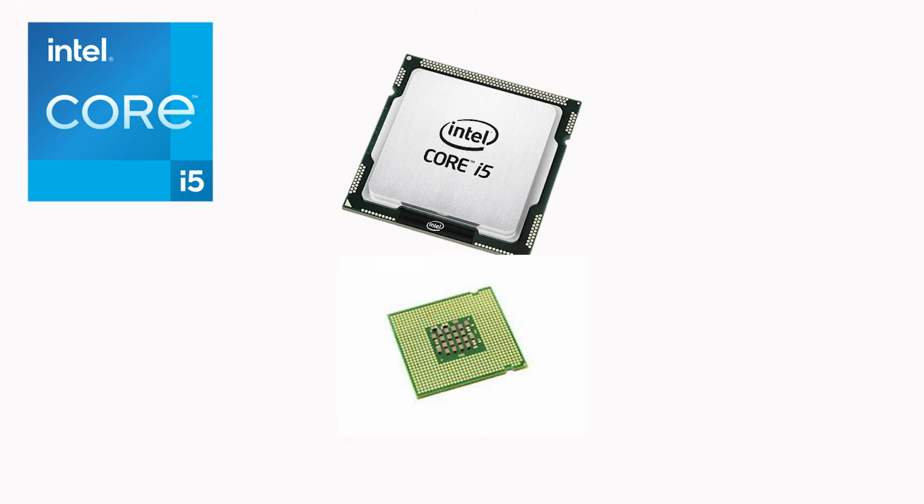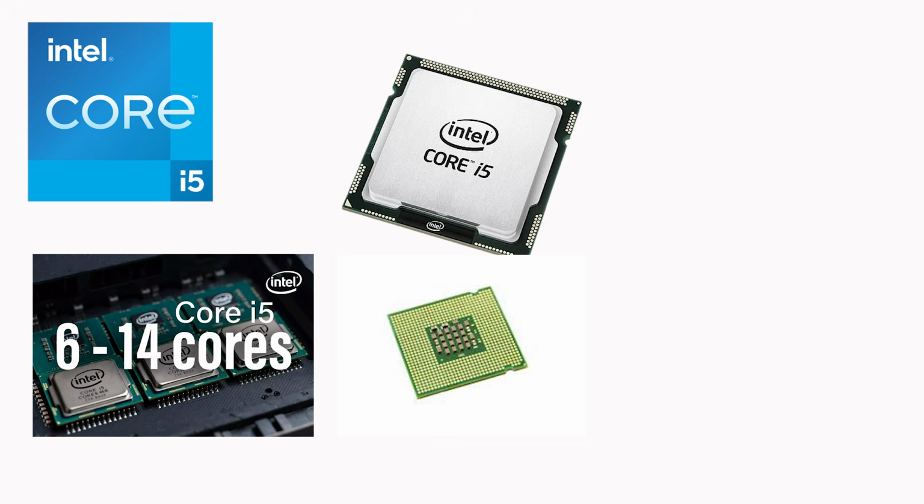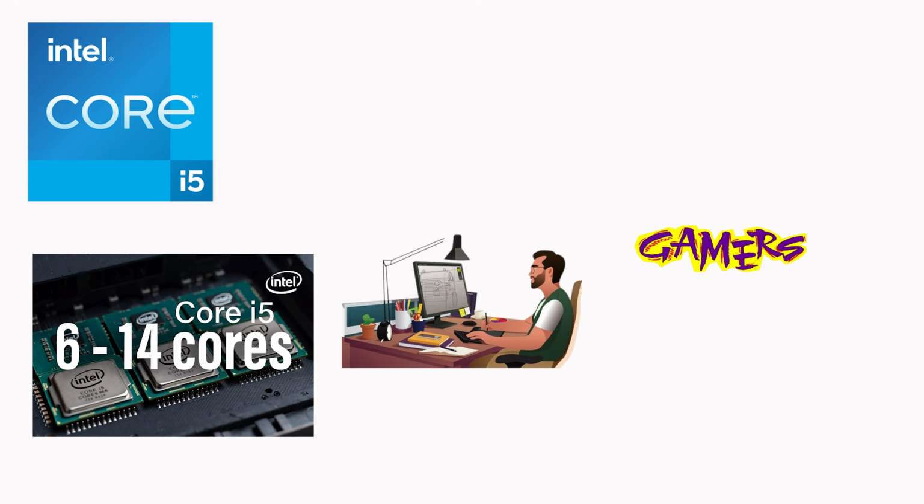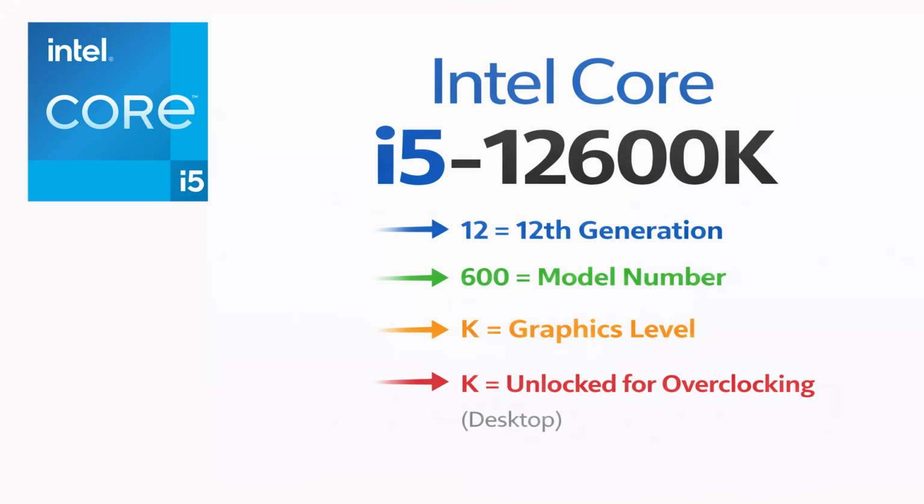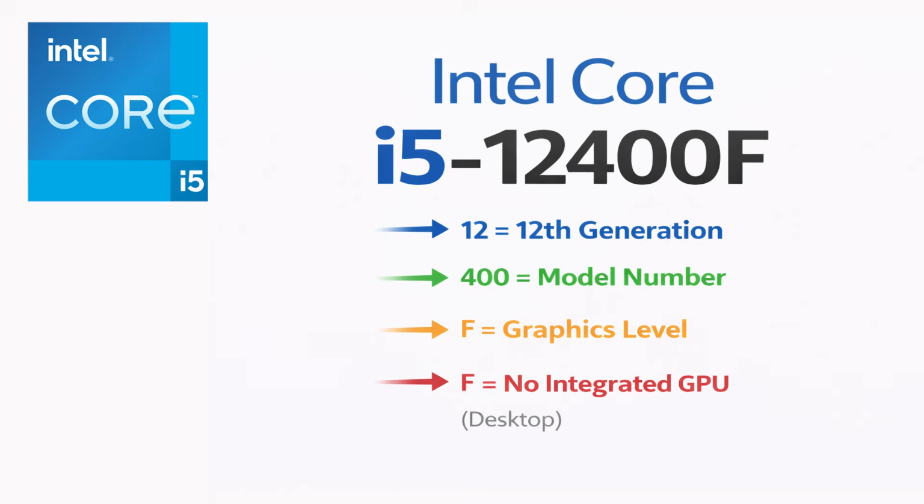So in short, Core i5 is a powerful mid-range processor for gaming and multitasking, and the suffix letters tell you how powerful or efficient that CPU is.